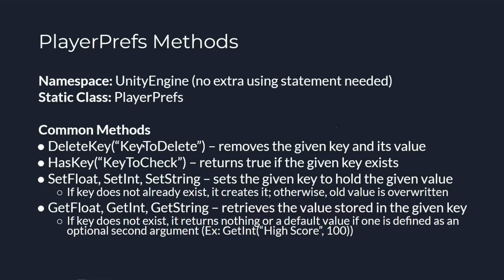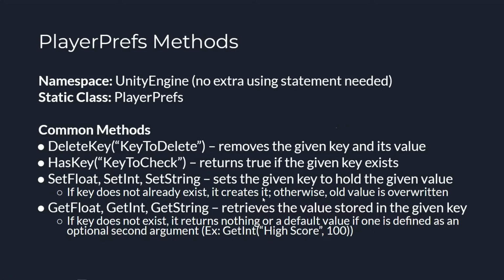So common methods that we use, and this key to delete, key to check. Just imagine having your own keys there, right? So once we've created one, say we had a high score, we could then delete the high score key if we want to remove that from the preferences. We could check to see if a key exists in our preferences. We can also set and get values according to their keys. We do have to tell it, is it a float? Is it an int? Is it a string? And then use the appropriate ones to get them or set them.